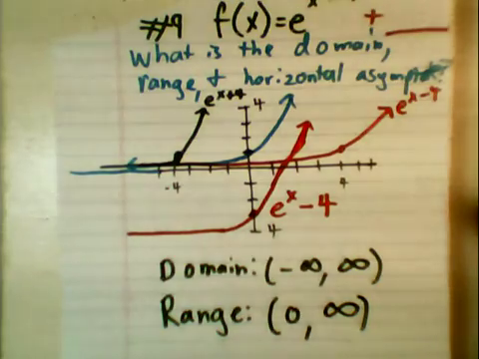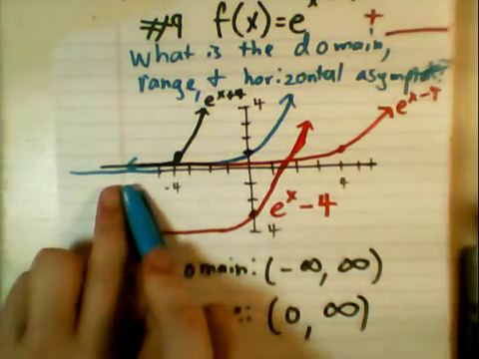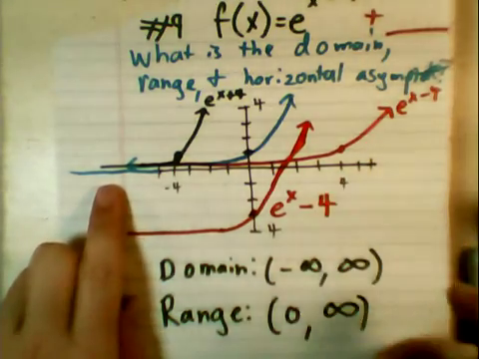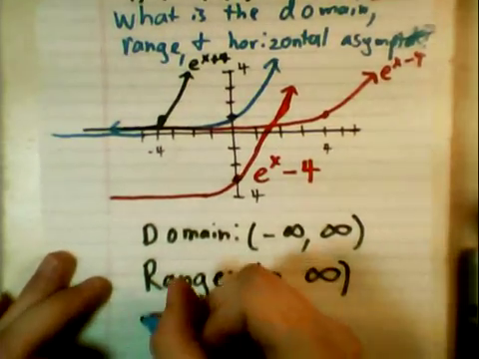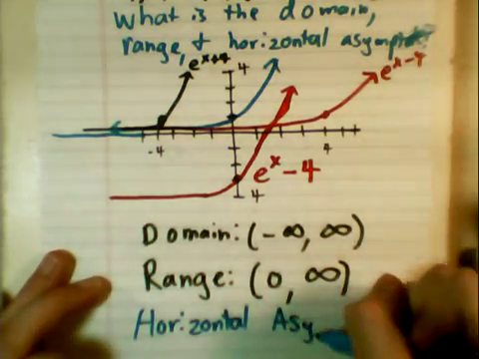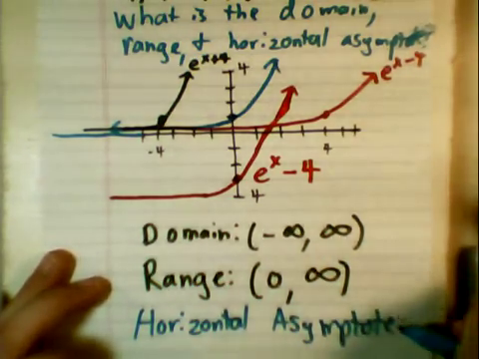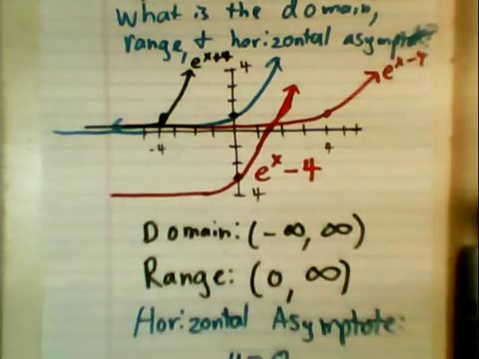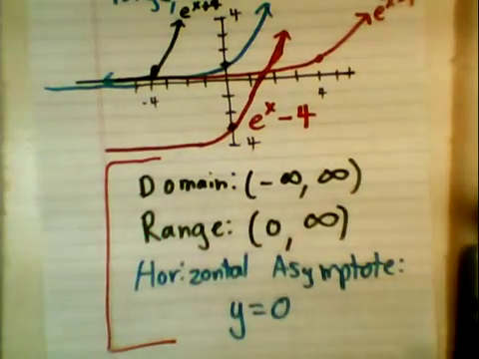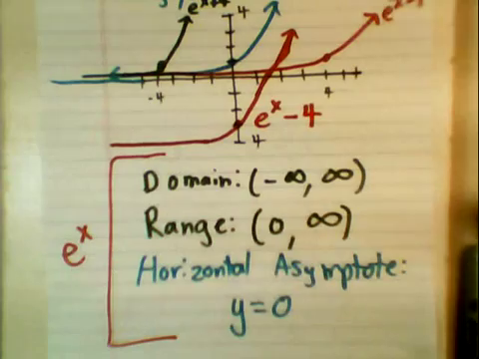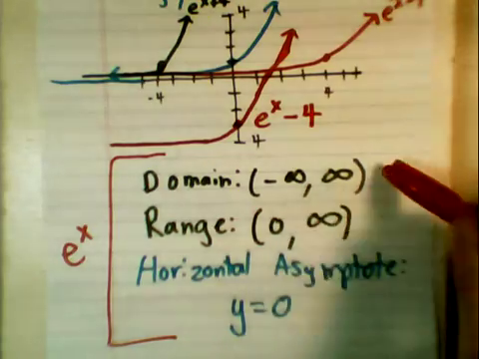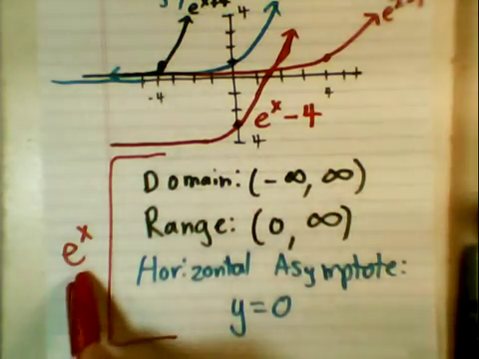Now, what about our horizontal asymptote? Once again, there's a horizontal asymptote at y equals 0, and since we haven't been shifted up or down any, that asymptote is still at y equals 0. So these three rules basically apply to the original function e to the x, or if it's been shifted right or left. The only time these change is when the function is shifted up or down.